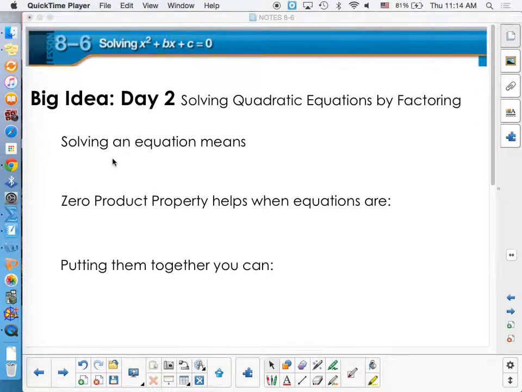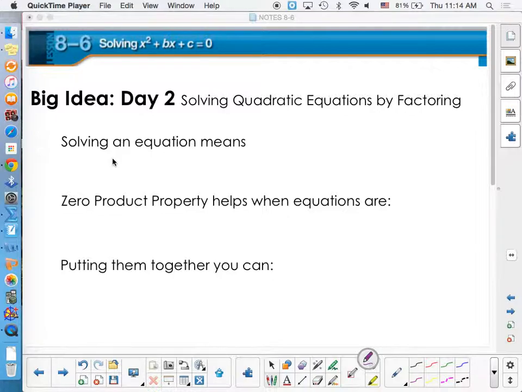During Chapter 8, you've used two different ideas. One was factoring things, and the other idea was that we factored in order to solve. So you're going to put those two skills together today. This is the quick lesson for 8-6 Day 2. You may need to stop the video, pause it, fill things in, try problems, and then come back to it.